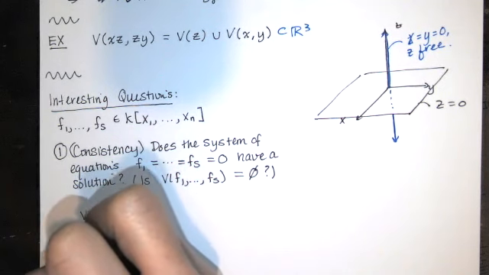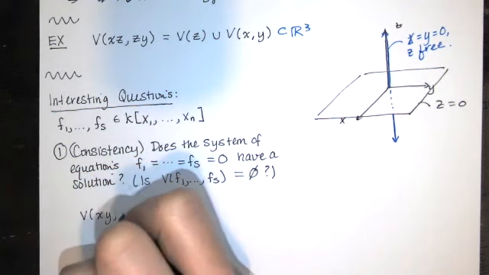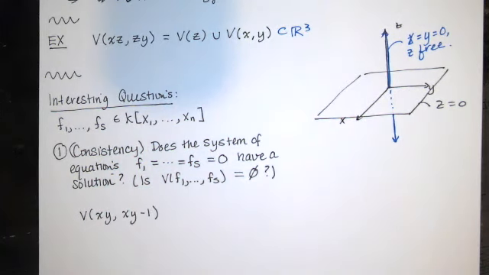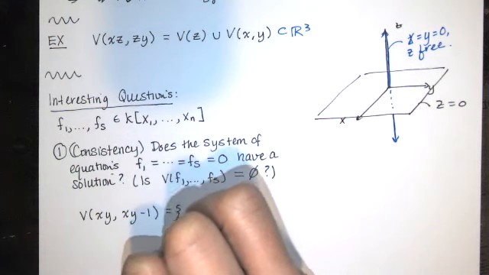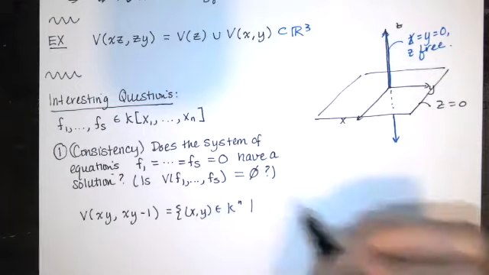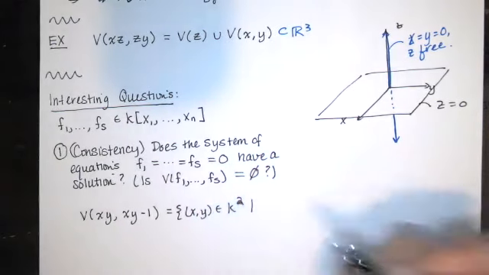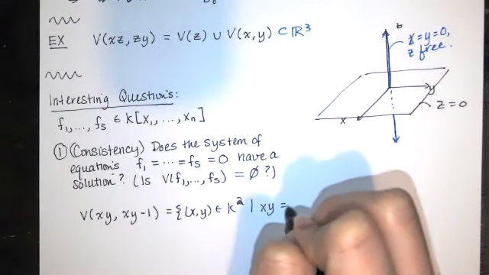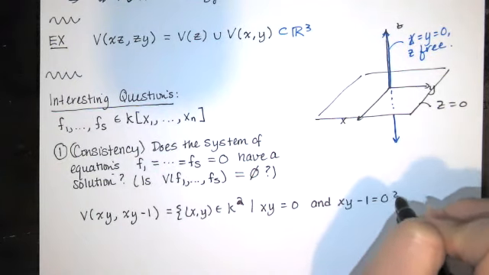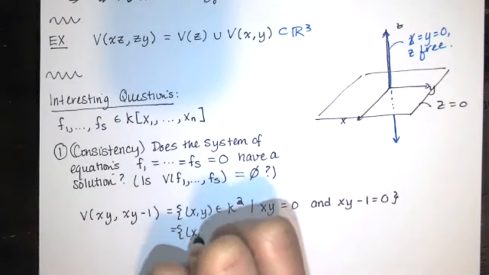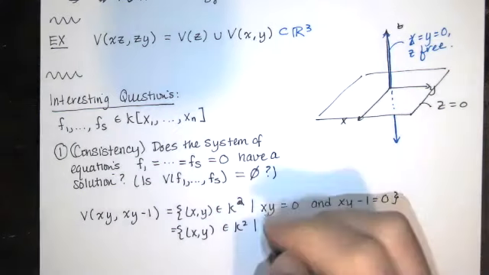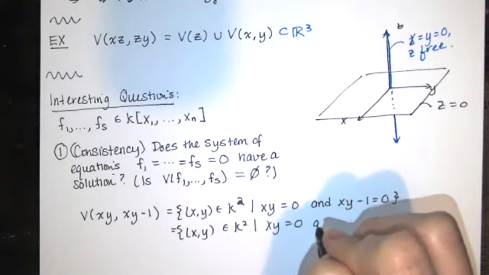So for example, the variety V(xy, xy - 1), defined by the polynomials xy and xy minus 1, is the set of all points (x, y) in some two-dimensional affine space for which xy is equal to 0 and xy minus 1 is equal to 0. Or in other words, we're looking for the set of all points in this two-dimensional affine space for some field K for which xy equals 0 and xy equals 1.